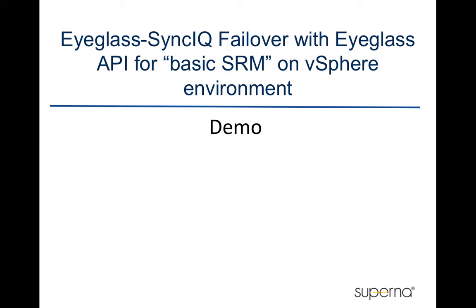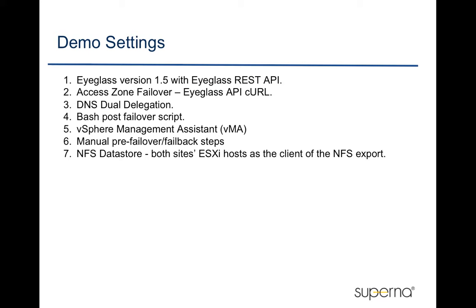The objective of this demo is to demonstrate Eyeglass for Isilon SyncIQ failover for basic SRM on a VMware environment by utilizing the Superna Eyeglass API and Eyeglass post failover script. In this short demo, we are using Eyeglass version 1.5, which includes the Eyeglass REST API feature.